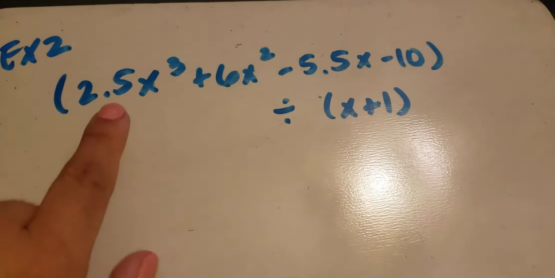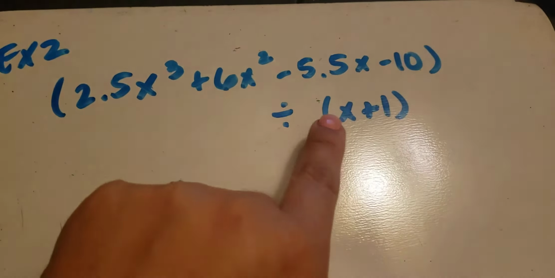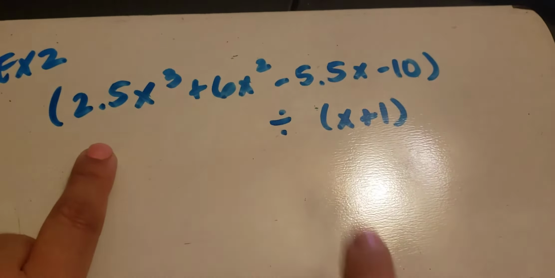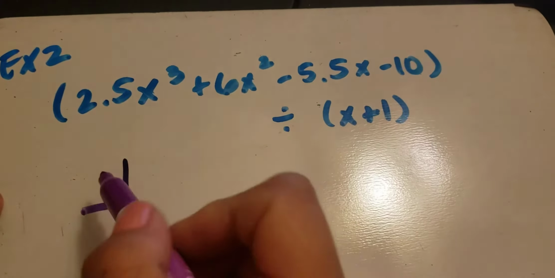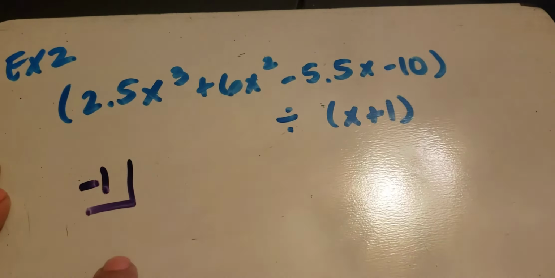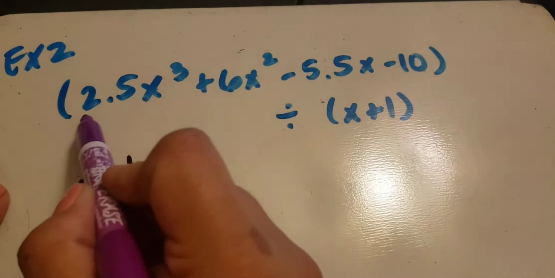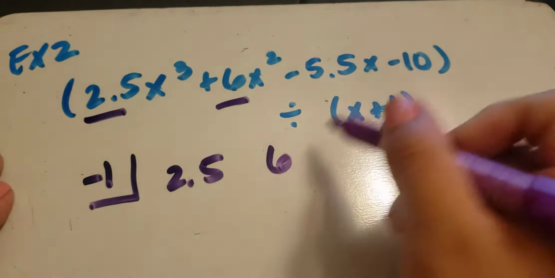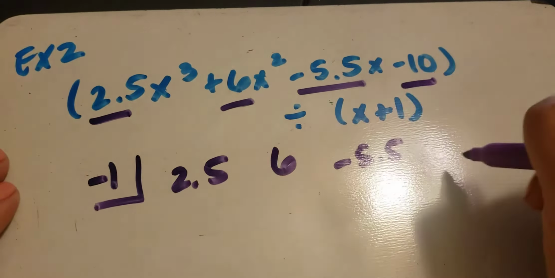For the next one, we have 2.5x cubed plus 6x squared minus 5.5x minus 10 divided by x plus 1. I wanted to do one with decimals on purpose. So here we go. In our little square, we're going to put negative 1. Do you see how it's x plus 1? So you're just going to give me the opposite. And then our coefficients should be 2.5, 6, negative 5.5, and negative 10.